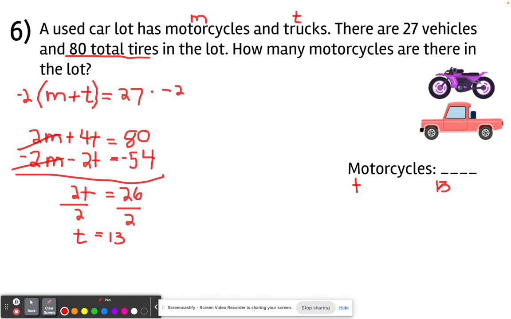And my 13 trucks, having 4 wheels or tires on each one, will leave me with 52 tires. Well, I know that my total number of motorcycles plus my number of trucks, and my number of trucks is 13, equals 27 total vehicles. Let's subtract 13 from both sides. And my number of motorcycles is 14.